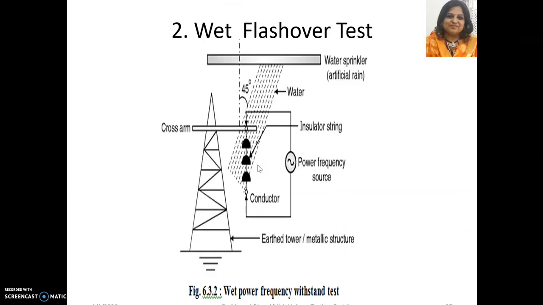of your insulators. Then in the wet flashover test you have to create artificial rain of different salinity, and the angle also you have to maintain at 45 degrees. Expose your insulator to the artificial rain and again carry out the power frequency flashover test as mentioned in the dry test, but in these wet conditions.